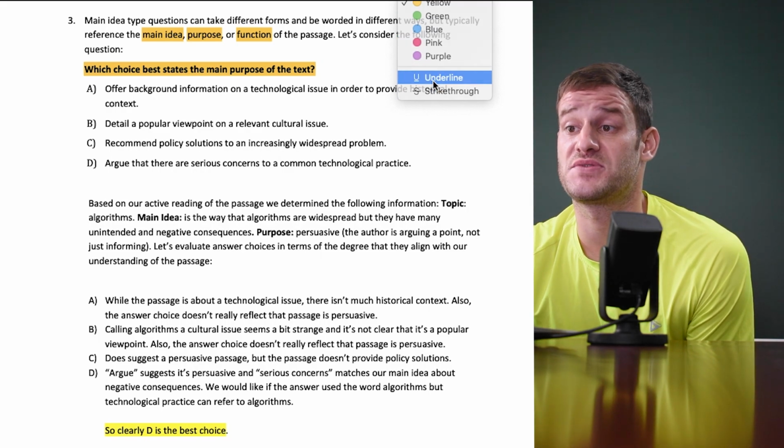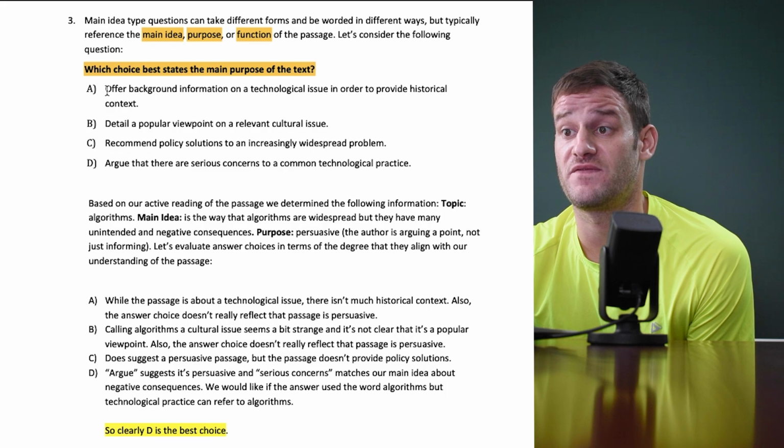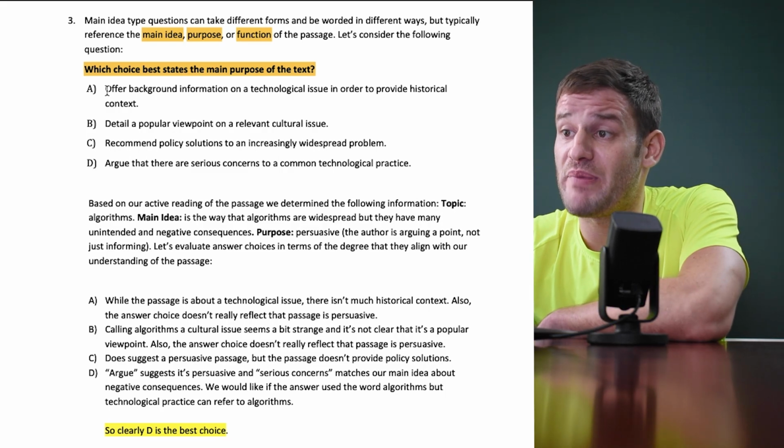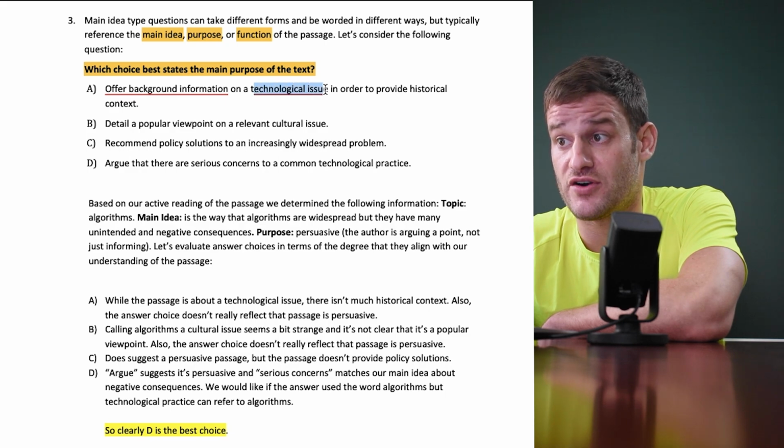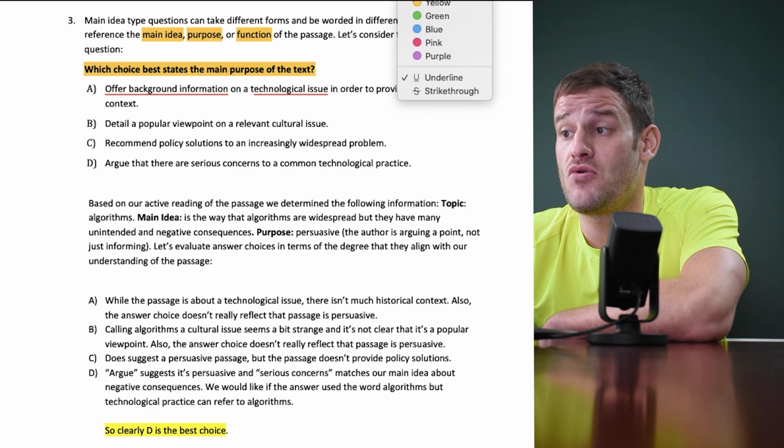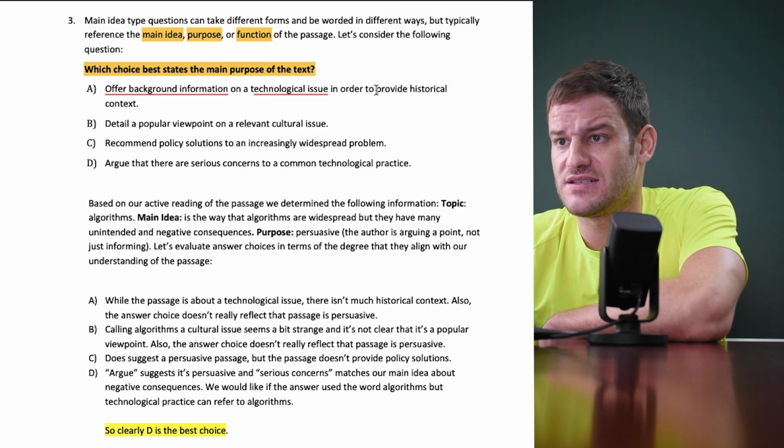So remember, verbs are very important, and not just the verb, but the verb phrase. So we have offered background information. That's okay. On technological issue, okay, that could be algorithms, in order to provide historical context. I don't really see the historical context. I really don't like that.